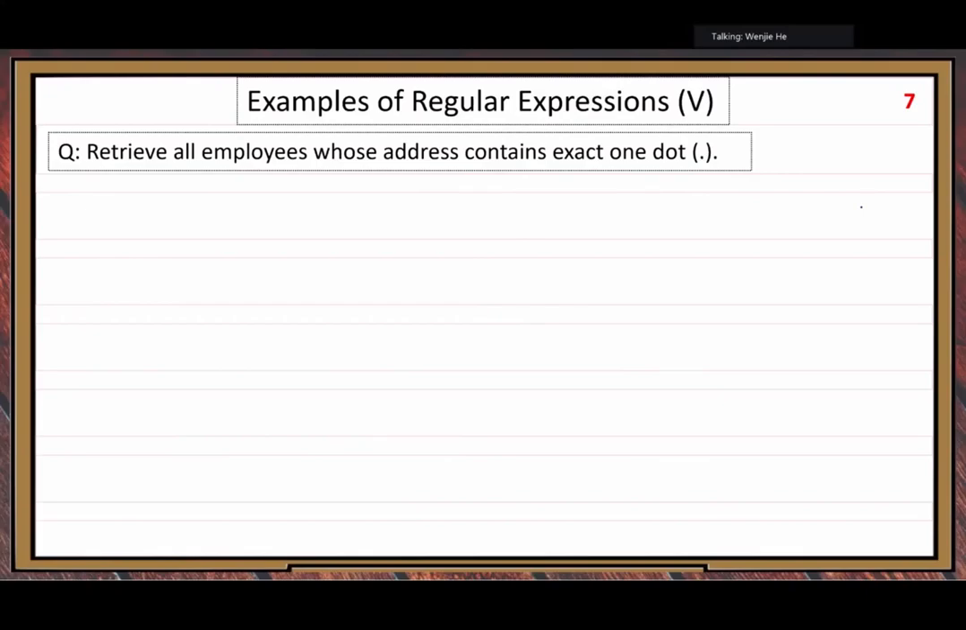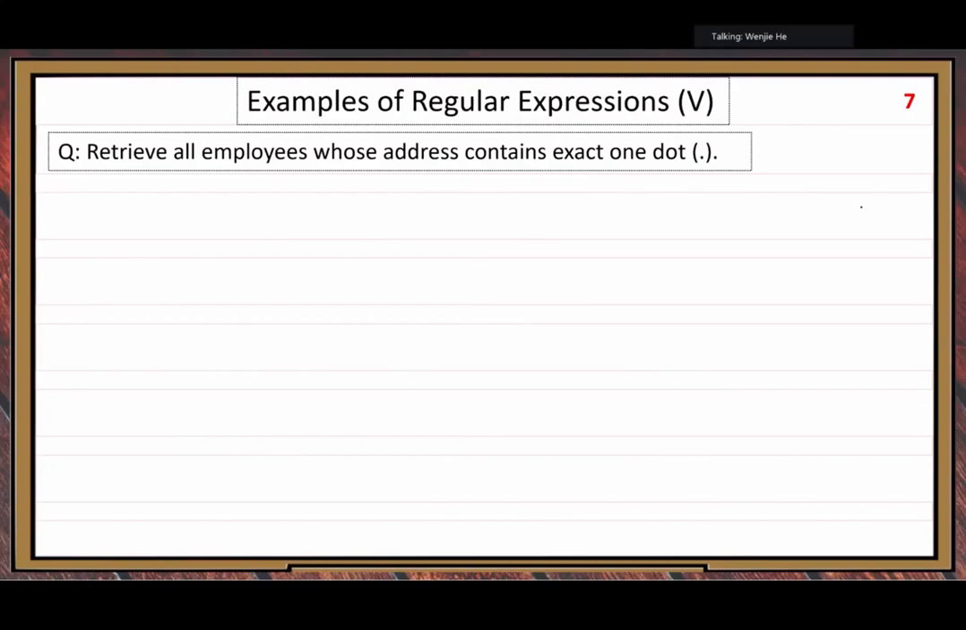Another special case. Retrieve all employees whose address, we're back to this address thing, contains exactly one dot character. Dot character, we know it's a special character. So this time we need to escape it, because we want to match the literal dot, not its special meaning. So we need to use a double backslash to escape it. We want the literal meaning of dot.